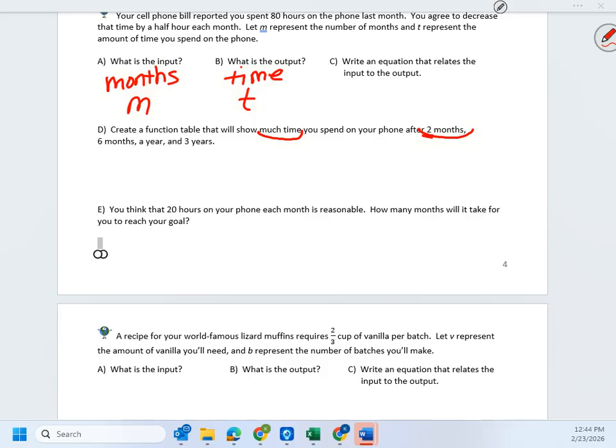We know to start our rule, we want that output equals, our time equals, then we have to look back up at the rule. Your cell phone bill reported that you spent 80 hours on the phone last month. You agreed to decrease that by half hour each month. So if I'm decreasing it by half an hour, what am I doing?